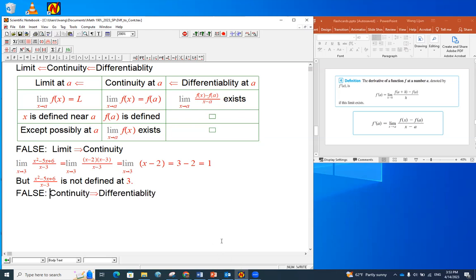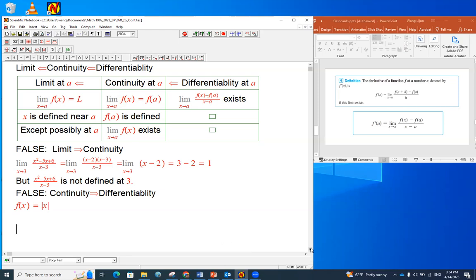Continuity does not guarantee differentiability. Do we have a counterexample? Of course. There are many, many counterexamples. One of the simplest ones is f of x equals the absolute value of x. This example is so simple and so useful, so famous, that almost every textbook talks about it.